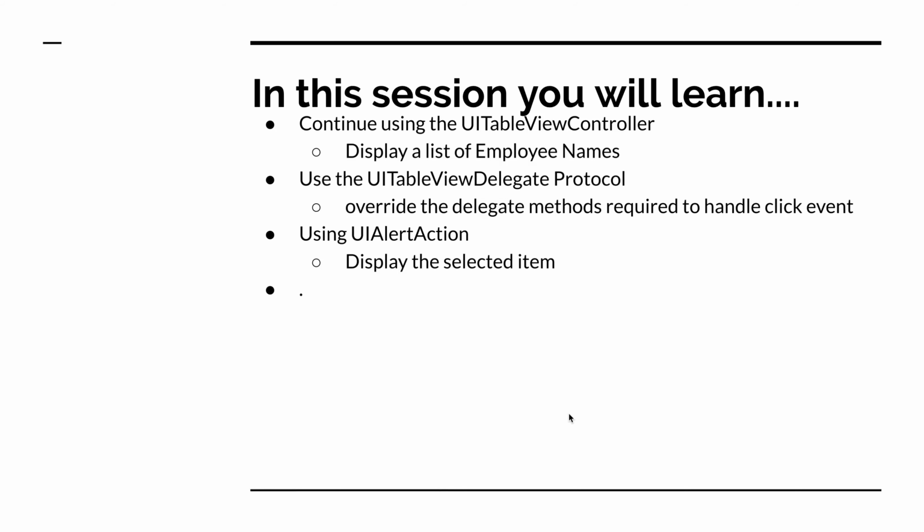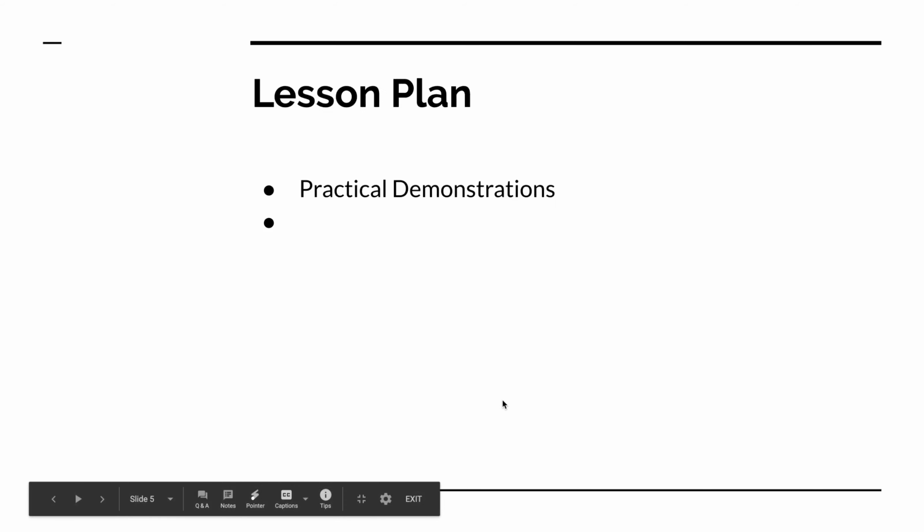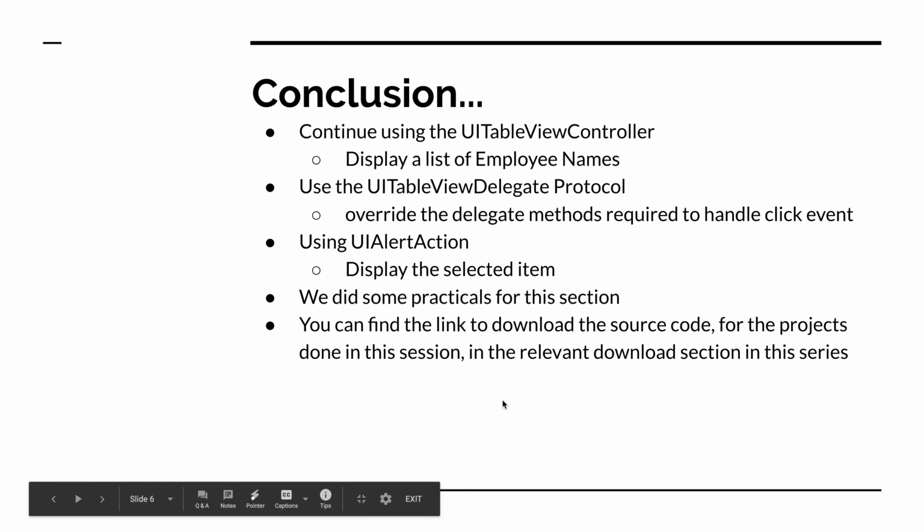In this session you will continue using UI table view controller to display a list of employee names. Then we will start to use the UI table view delegate protocol, and we'll override the delegate methods required to handle the click event. And we will use the alert action to display, let us say, the selected item, right? The lesson plan is going to be a practical demonstration, right?